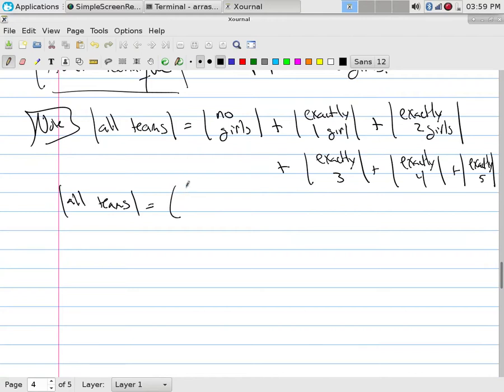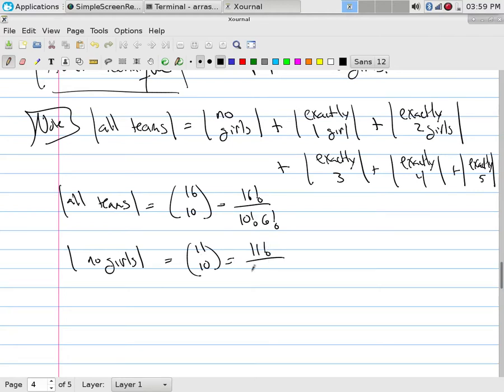For example, for all teams, well, what is all teams? Well, for the 16 people, let's go ahead and choose 10. So that's 16 factorial divided by 10 factorial, 6 factorial. On the other hand, what would be the cardinality of no girls? Well, that would mean it's all guys. So for the 11 guys, I'm going to go ahead and choose 10. So that is 11 factorial divided by 10 factorial, 1 factorial.